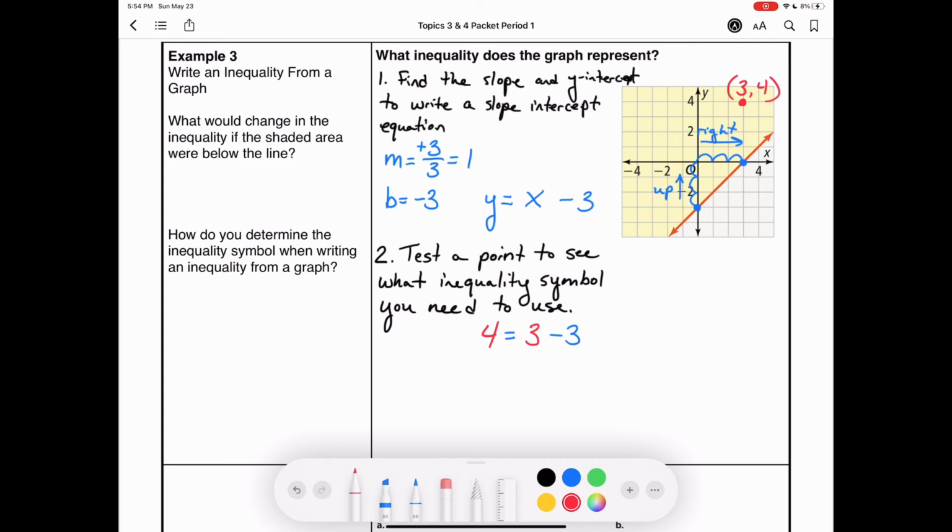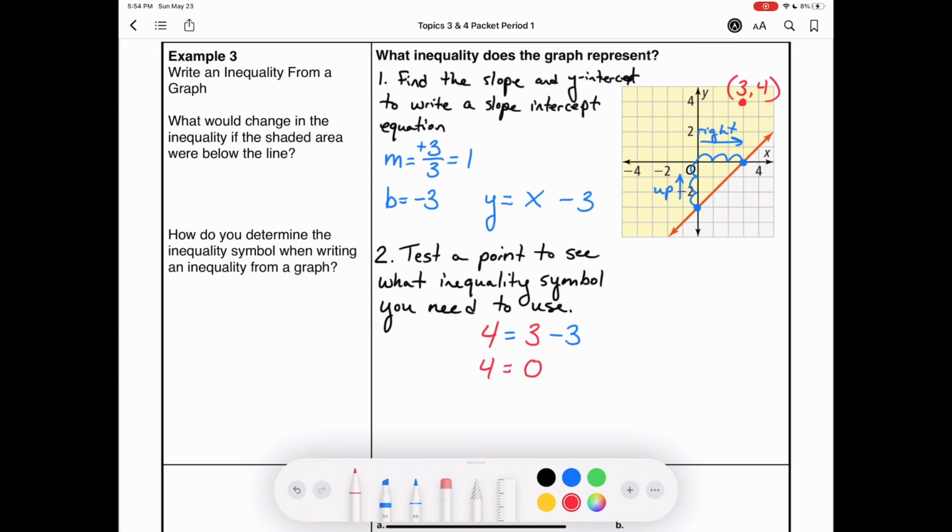So I have 4 equals 3 minus 3. I'm going to do that math. 3 minus 3 equals 0. So 4 equals 0. We know that 4 doesn't equal 0. This isn't an equation. This is going to be an inequality.